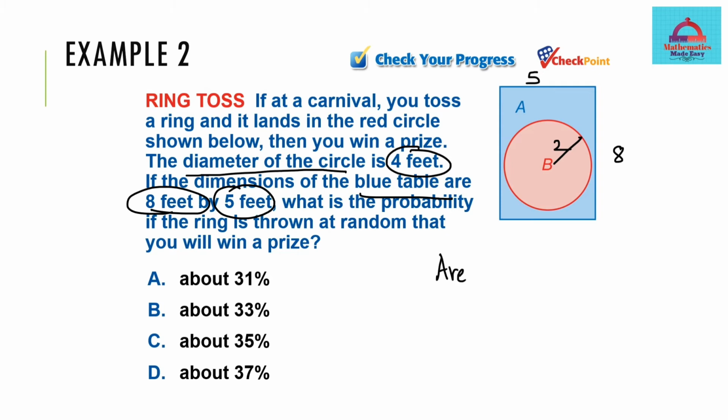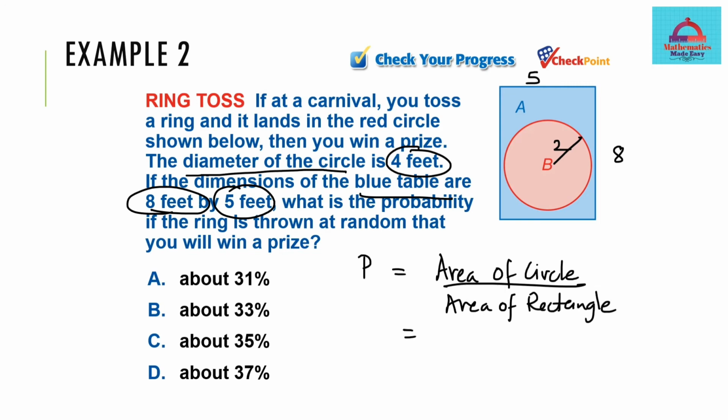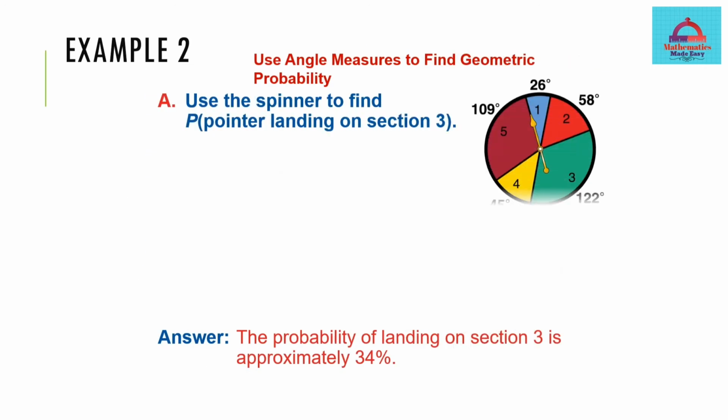So for the probability, for the answer, you will do area of circle divided by area of rectangle. And if you look at the options, these are given in percentages, so don't forget to convert it into percentage. So this is pi r square over 5 times 8. You can simplify this, use your calculator and then multiply with 100. That's the hint for you. And when you do that, your answer would come out to be about 31%. That's the correct answer.